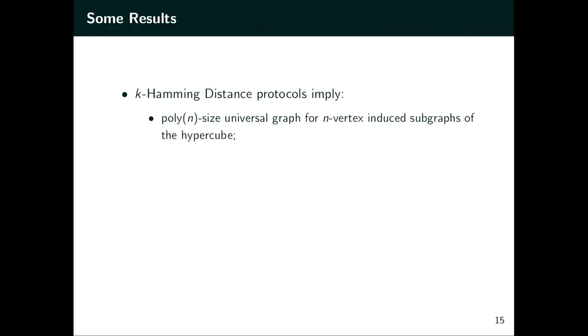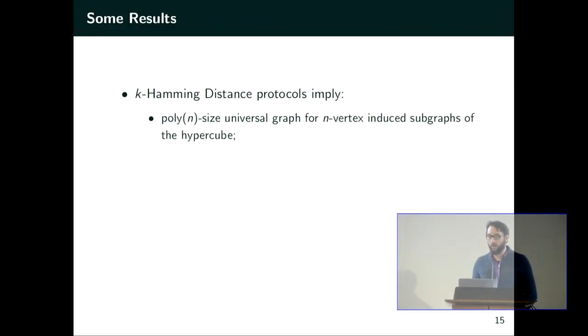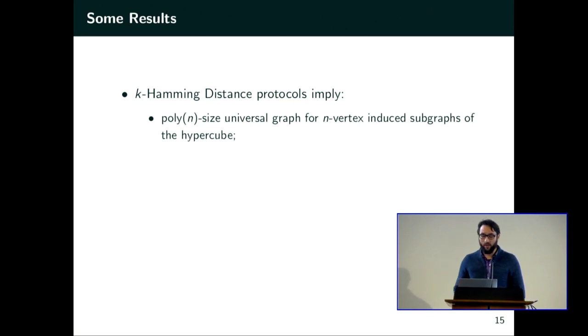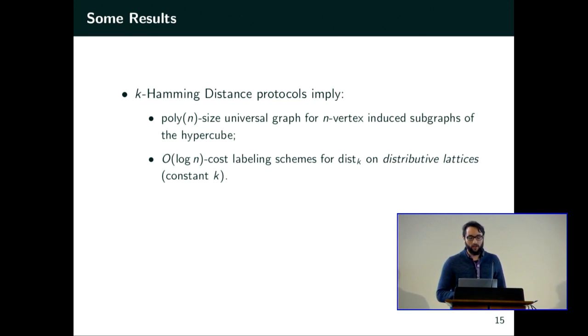So some results, the K-Hamming distance protocols, basically you can just take the existing protocols and more or less using the results about universal SMP, you almost immediately get that there's a polynomial size universal graph for n vertex-induced subgraphs of the hypercube using these de-randomization results. Or you can get a log n cost labeling scheme for computing k distances on distributive lattices. So I don't have time to go into what distributive lattices are, but for n vertex distributive lattices, you can get a constant cost randomized universal protocol, which then implies this log n cost labeling scheme for small distances.